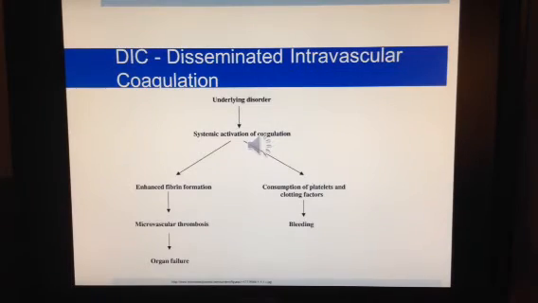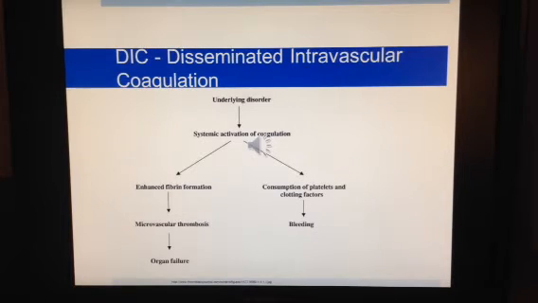This slide is talking about what I was trying to explain earlier. If you look at the top, the underlying disorder doesn't really matter that much, and it can be any disorder from that list on the previous slide. The important part is that the coagulation system is getting hyperactivated from massive release of tissue factor.